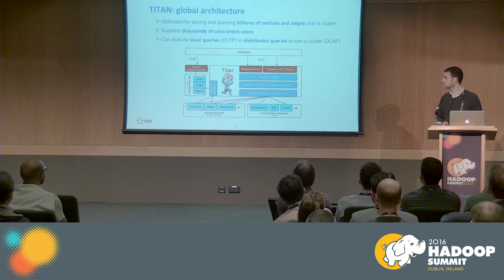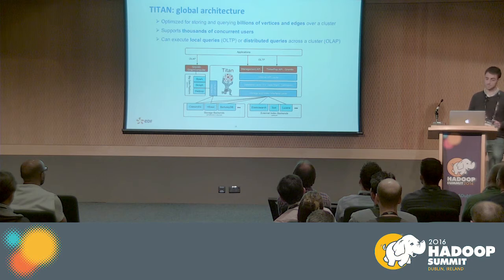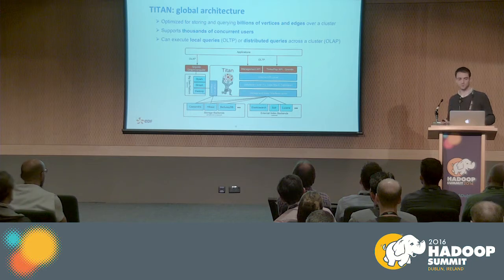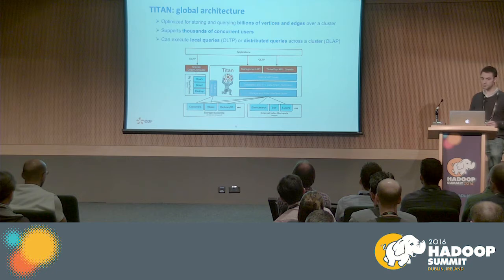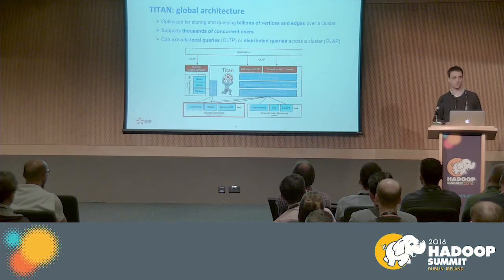Okay, so speaking about Titan, here it is. Titan is a well-known graph framework optimized for storing and querying billions of vertices and edges on top of a cluster. It's also made to support thousands of concurrent users and has the ability to process local queries or distributed queries across a cluster. The storage backend of Titan for vertices and edges can be indifferently Cassandra, HBase, or BerkeleyDB.